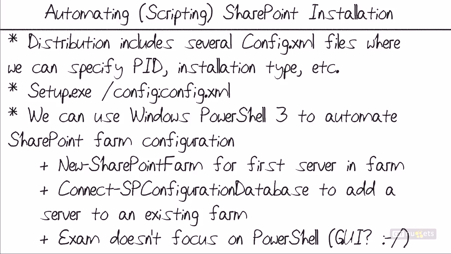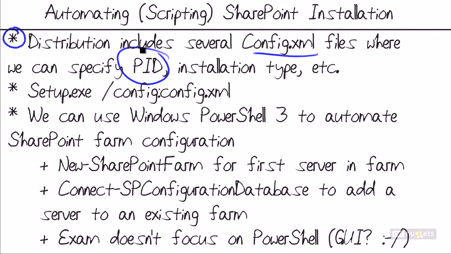As it happens, the SharePoint distribution, which is to say the SharePoint DVD or download, includes several extensible markup language or XML files. They're called config.xml. That's incidentally the same name that Microsoft uses for their Microsoft Office automation. And in these XML files, we can specify the parameters of a SharePoint installation. Most importantly, we can put in the product ID. Now that's sensitive, of course. It's not encrypted. So you want to be careful of those config XML files. If they fall into the wrong hands, you've got potential for piracy, don't you?